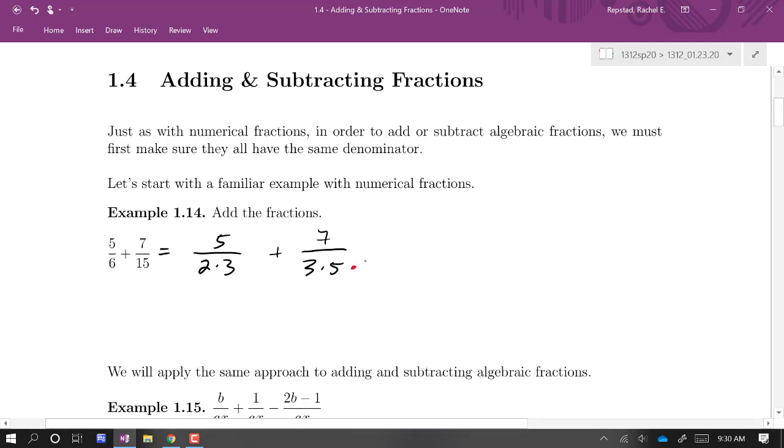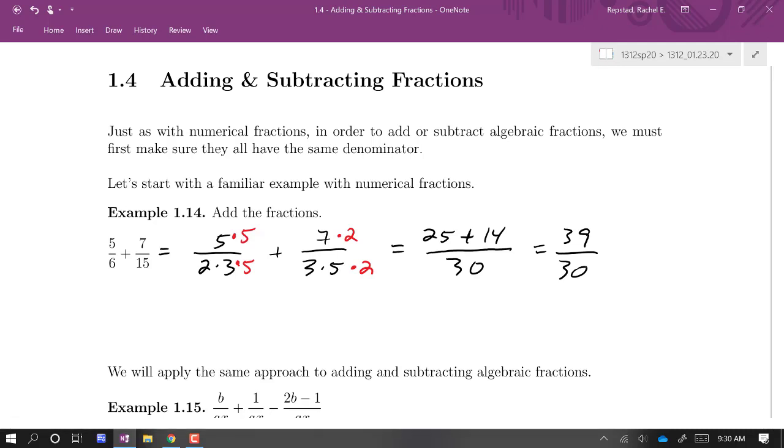Well, so that's for the second one, right? Second one's missing a 2. What's the first one missing? 5. Yeah, so give that a 5. And now both of the denominators have precisely the same factors. So 2 times 3 times 5 is 30, and then we have 25 plus 14. That's 39. And then the last thing you do, it's not always possible, but in this case it is, is just make sure that your fraction's reduced, and here we actually can reduce. The top factors is 3 times 13, and the bottom 3 times 10. So this is 13/10.